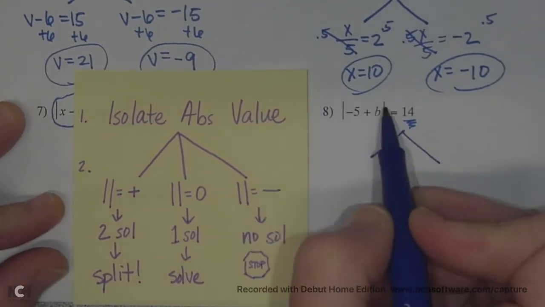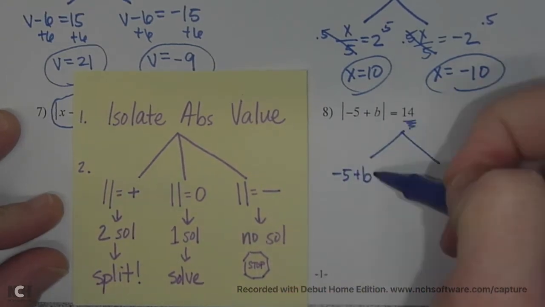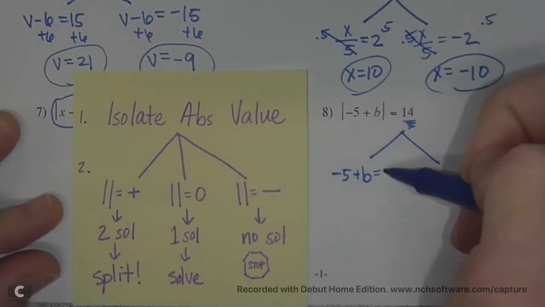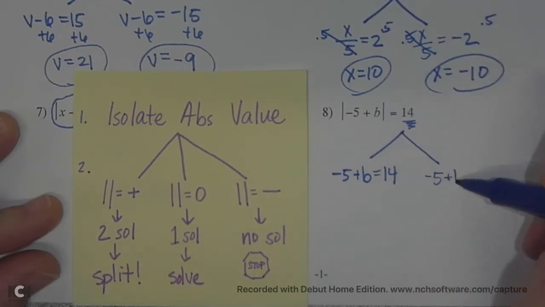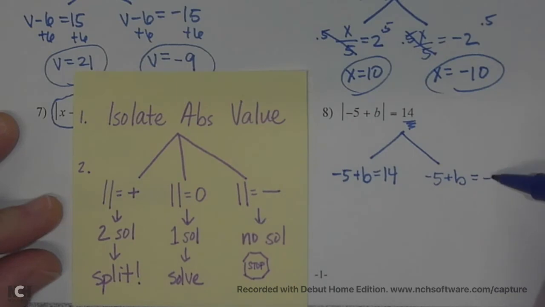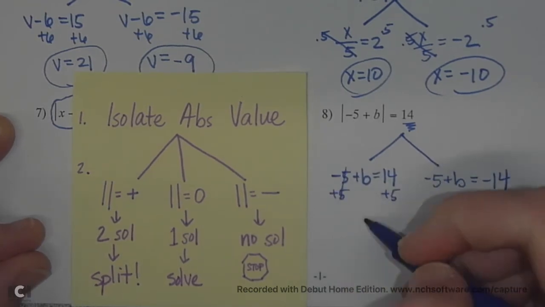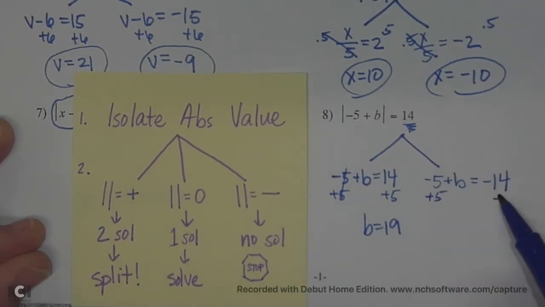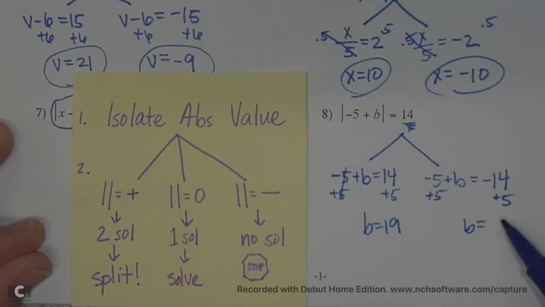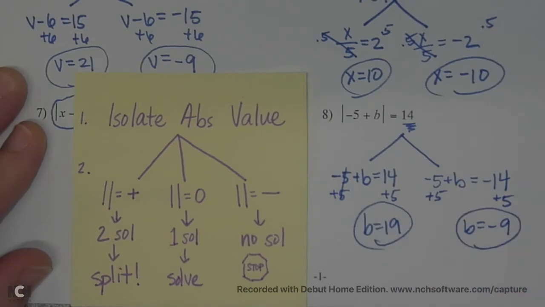For the split, take whatever's inside of the bars, in this case negative 5 plus b. You do not need the bars anymore, and you're going to set it equal to whatever's here, so 14. And then on this side of the split, you take the same numbers from the absolute value thing, and you're going to set it equal to negative 14. And from there, you just solve. Let's get rid of the minus 5 by doing plus 5 on both sides. That goes away, and you get b equals 19. You're going to do the same thing over here, get rid of that negative 5, and you're going to get b equals, let's see, what's that going to be, negative 9. So you have 19 and negative 9 for your 2 answers there.